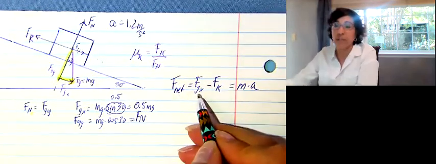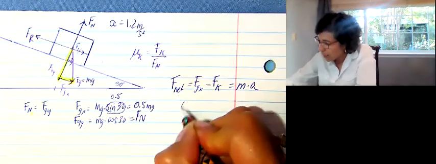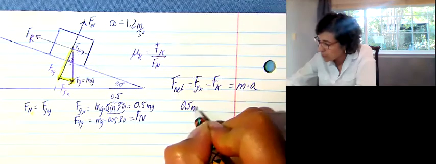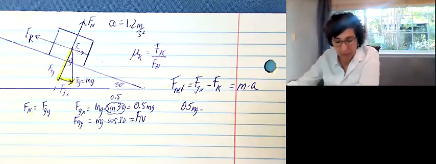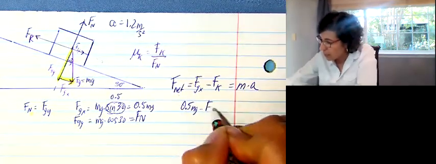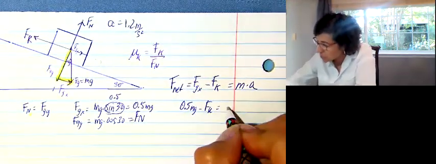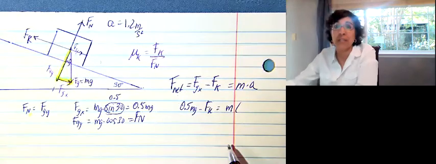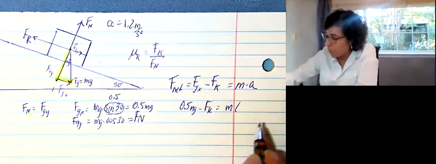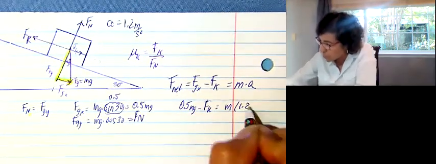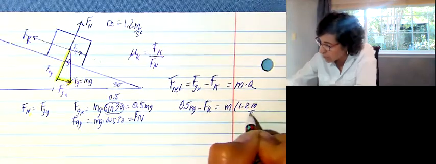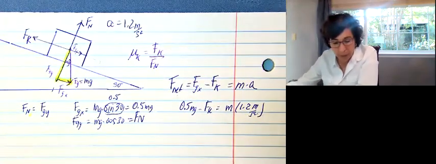So that guy goes here. So I've got 0.5 mg minus f of k, minus f of k is equal to the mass times acceleration. Here's my mass, and they gave us the acceleration, 1.2. I just realized I should have just solved for the variable, but oh well, here we go.